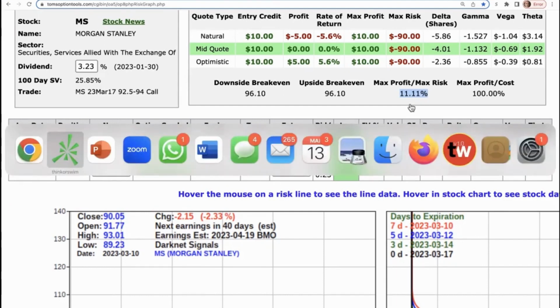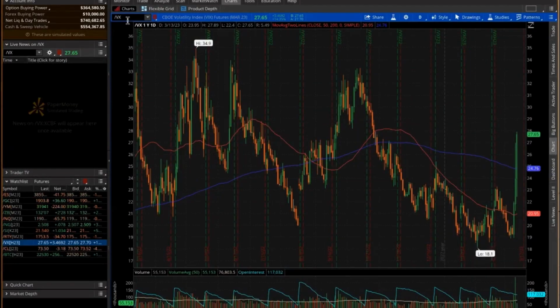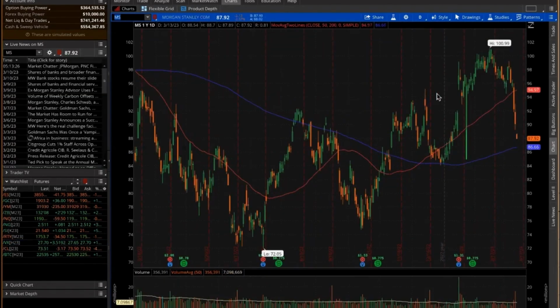And of course, I've got to take a look at Morgan Stanley to see what it actually did. I'm sure it's down today. Let's see. It is. So that credit spread today would be worth less.